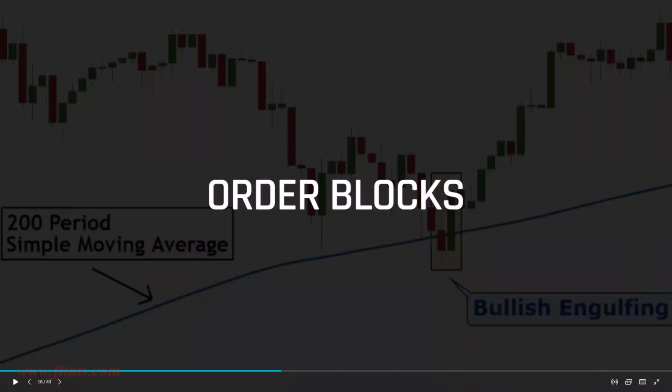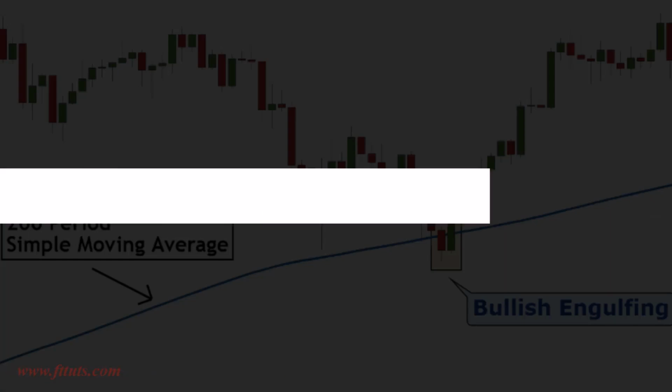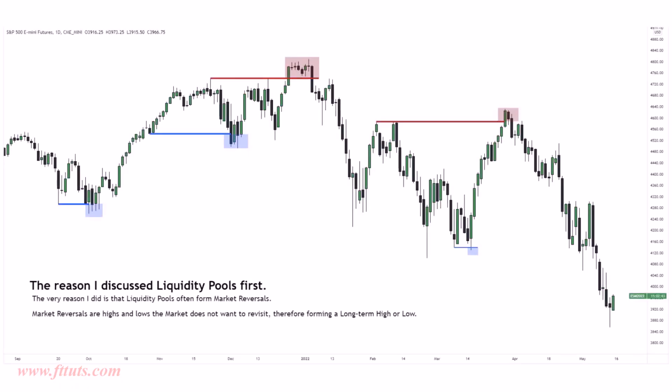So let's talk about order blocks now. We just covered liquidity pools, and there's a reason I discussed liquidity pools first. The very reason is that liquidity pools often follow market reversals. Market reversals are highs and lows the market does not want to revisit, therefore forming a long-term high or low.